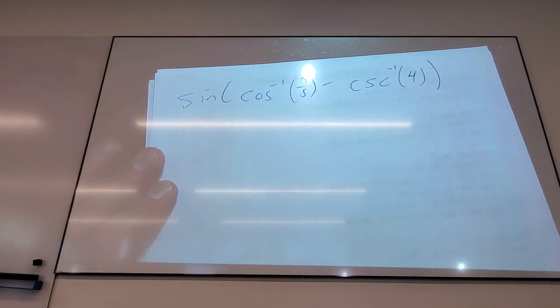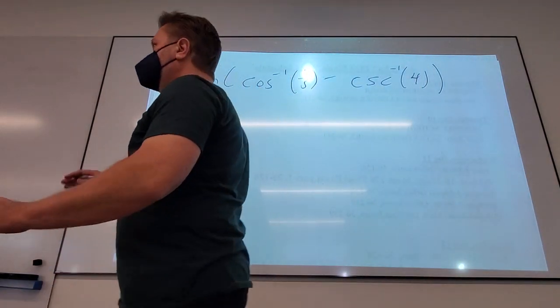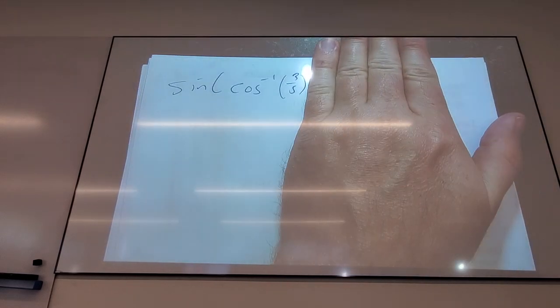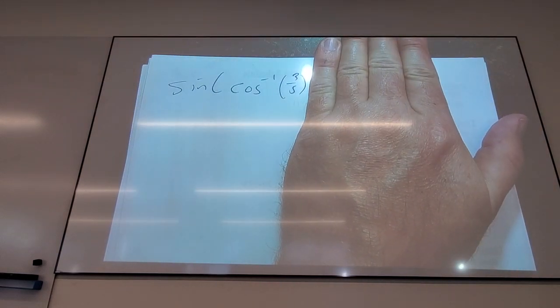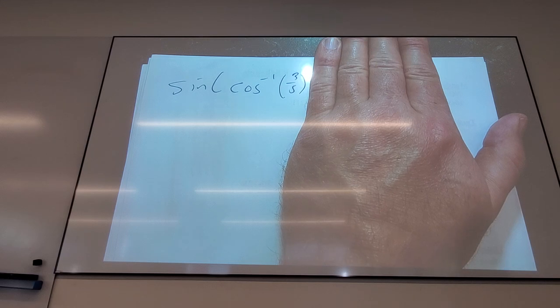Yes? Okay. So if it was just this, is that easier? Hell yeah. What would you do? Draw a triangle, because an inverse trig talks about an angle that lives in a right triangle. You can draw it, yes? And then you can figure out what the sine is by figuring out the sides sine needs.